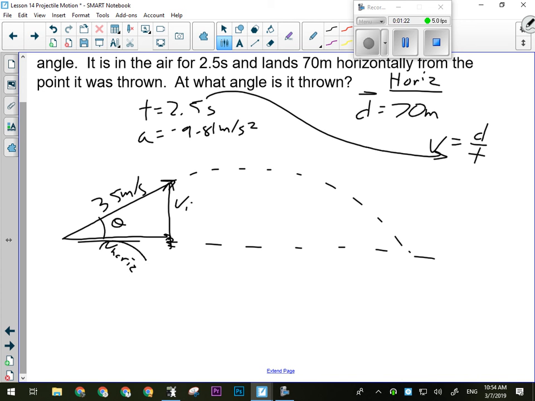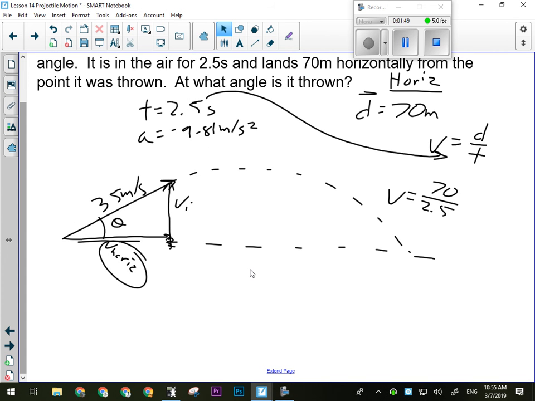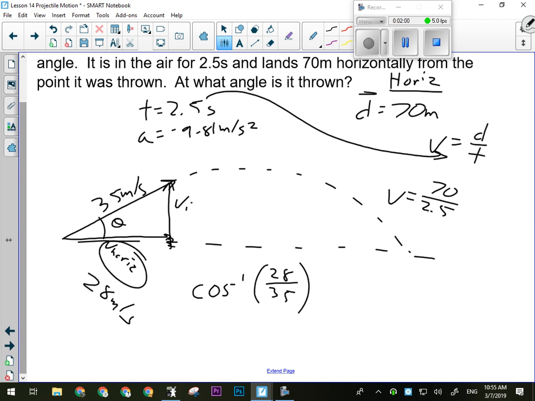If I can get this side, can I calculate the angle? That's the realization. I can get two sides of this triangle. Then I calculate V equals D over T in a trig calculation. So V is going to be 70 meters divided by 2.5 seconds. So 70 divided by 2.5 gives me 28 meters per second. And now I can use that in a trig calculation where I have the adjacent side and the hypotenuse. So that's going to be cos to the minus 1 of 28 over 35.